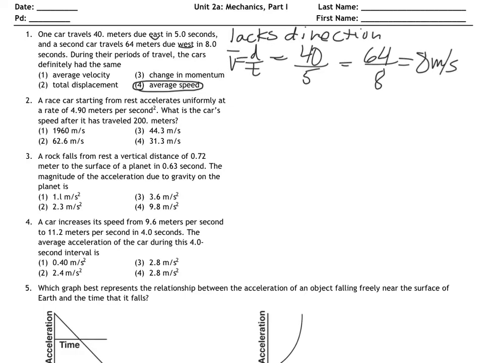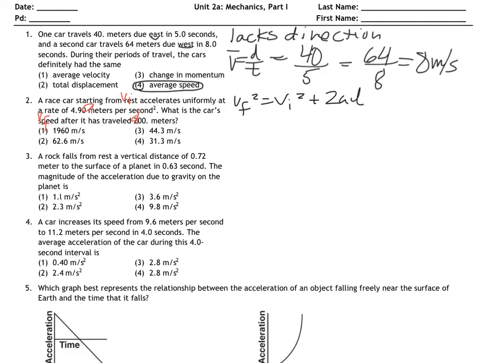With this next question, I recommend labeling values so that it's easier to see the equation. So a race car starting from rest, that is Vi, accelerates uniformly at a rate of 4.9 meters per second squared. What is the car's speed after it has traveled 200 meters? So you can see that the equation is going to be Vf squared equals Vi squared plus 2ad.